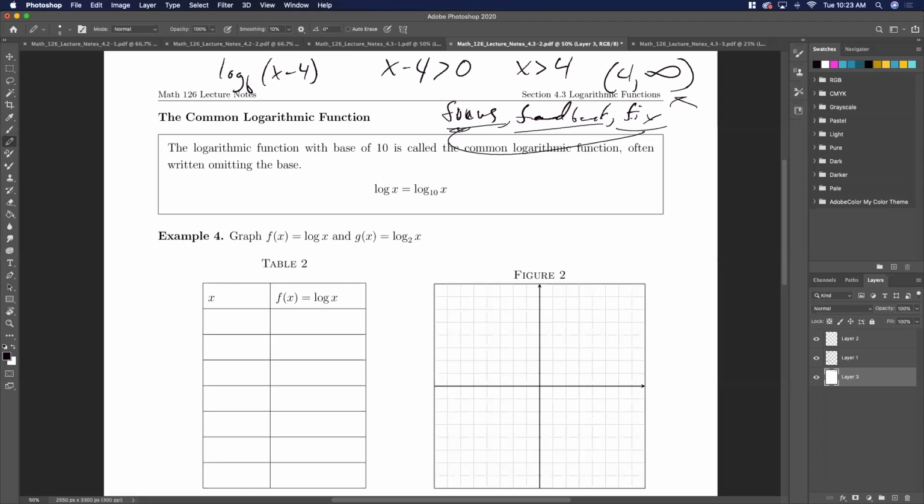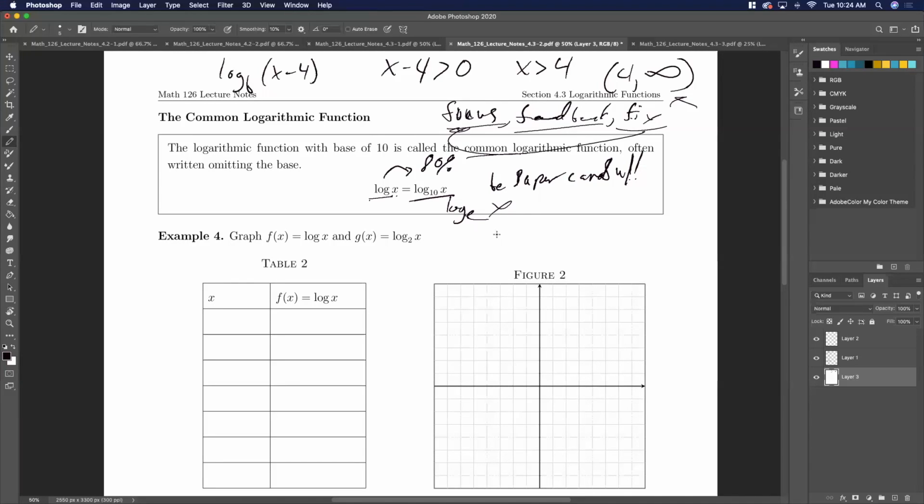All right, so let's get back to this. So a logarithmic function with base 10 is called the common log, right? So we're going to call this the common log function, often written by omitting the base. So if you just see log of x, I'm going to say 80% of the time it means log base 10. So be super careful. Be super careful. And the reason you need to be super careful about this is there are some physics books, there are some math books where log of x is log base e of x.